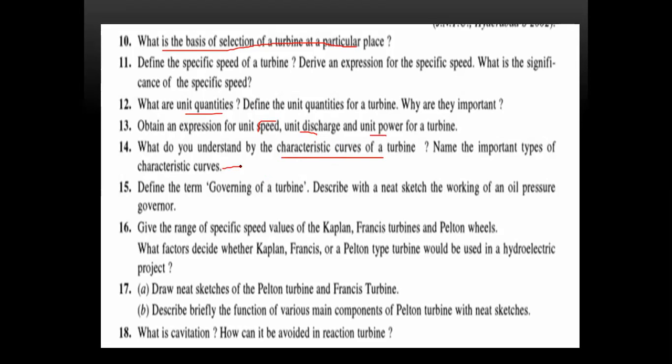There are three, so write about the three. Define the term governing of turbine with a neat sketch; write about the oil pressure governor. Give the range of specific speed values of Kaplan, Francis and Pelton wheels. Draw the neat sketch of Pelton turbine and Francis turbine. Describe briefly the function and various components of Pelton turbine with a neat sketch. What is cavitation? How can it be avoided in a reaction turbine?